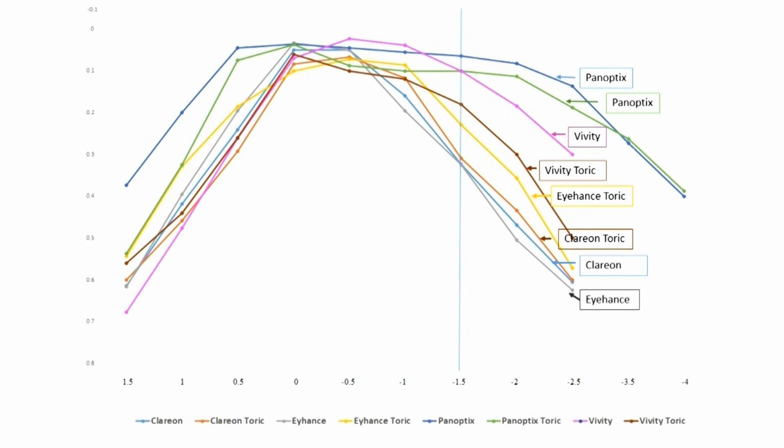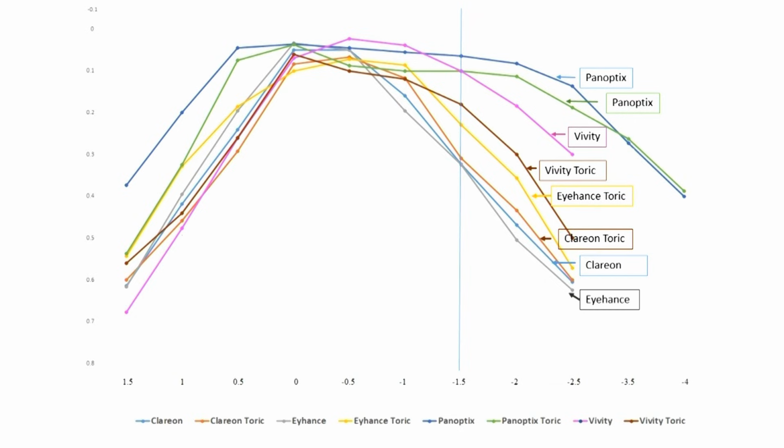The other interesting thing here, you see how much better the Eyhance toric is as compared to Eyhance. Why is that? Because a residual refractive error can reduce your quality of vision, can reduce your visual performance. And this is something very important. So when you find that a patient has astigmatism, to get the best out of the lens, correct the astigmatism.